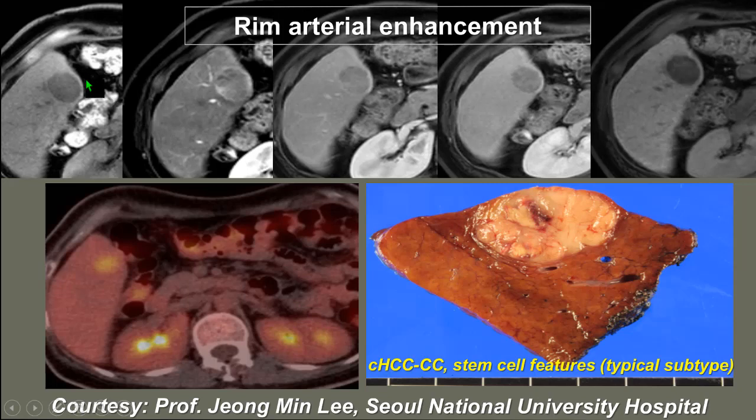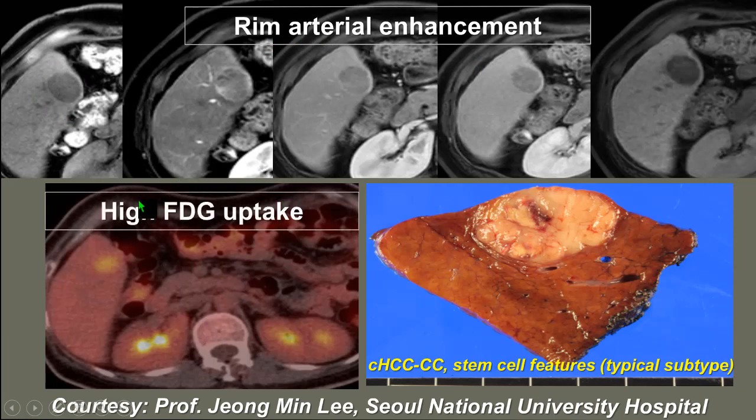And you can see in this example here, you have rim arterial enhancement, there is no washout, and these tumors are also characterized by very high FDG uptake, which is atypical of HCC. So again, by looking at the imaging features, we can infer the potential molecular aberration that is occurring within the tumor.